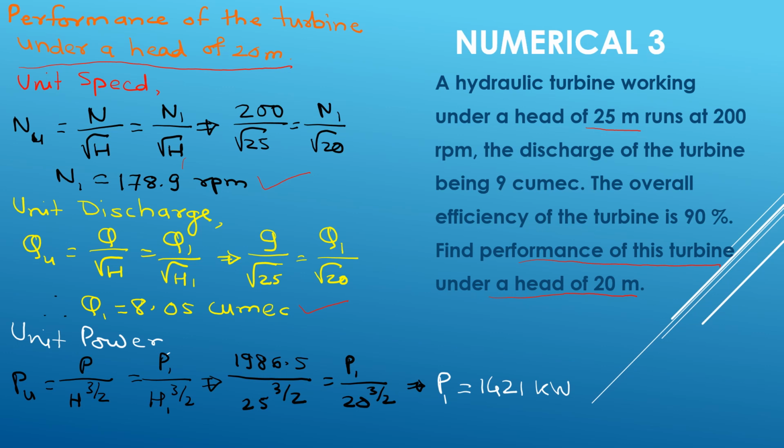Now, unit power Pu is P upon H to the power 3 by 2, which is equal to P1 upon H1 to the power 3 by 2. So power we had calculated as 1986.5, that's the same as in numerical 2. Divide by 25 to the power 3 by 2, which is equal to P1 upon 20 to the power 3 by 2. By this, we find out the power as 1421 kilowatts.